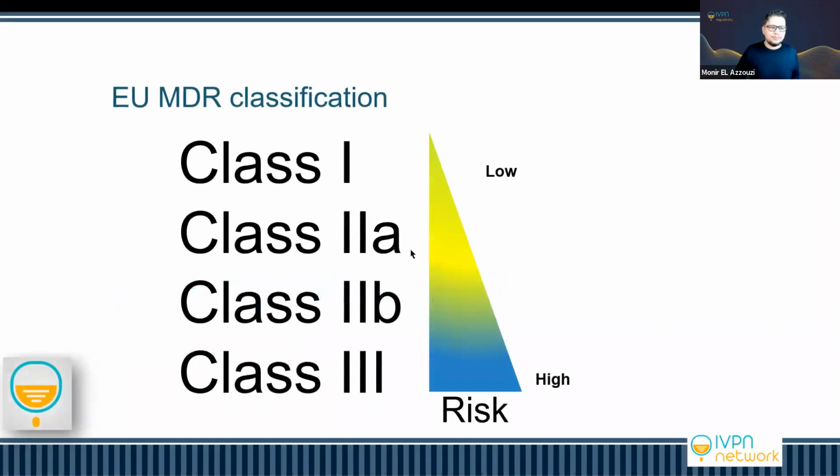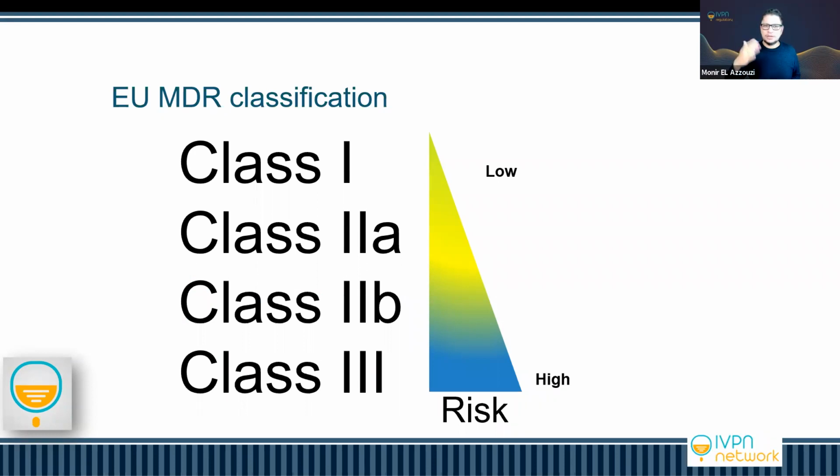So in Europe, you have the regulation that is new actually, which is called EU MDR, European Medical Device Regulation 2017-745, and you have 4 levels of classification in Europe. You have class 1, which is a low-risk device. You have class 2A, class 2B, and class 3, and class 3 is the highest risk devices here.